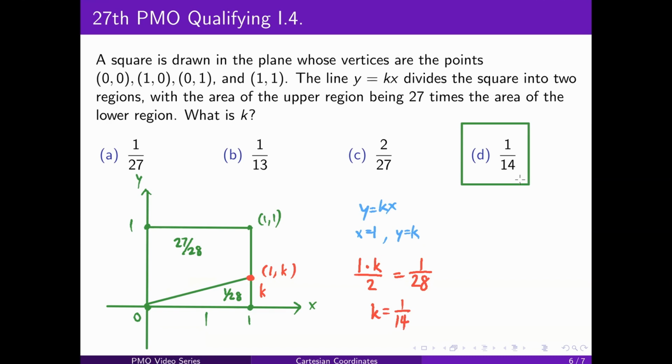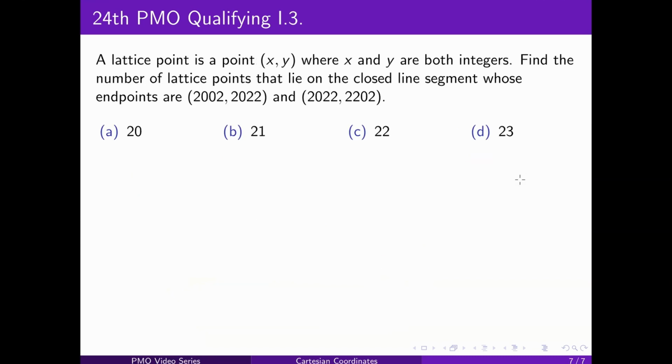Great. Now let's do one more item. So one last item from the 24th PMO this time. So there's a definition here. A lattice point is a point where both coordinates are integers. Find the number of lattice points that lie on the closed line segment whose endpoints are the points given. So again, pause the video, try it out on your own, and then continue when you're ready to hear the solution.